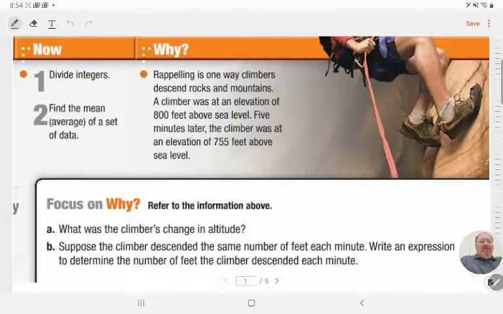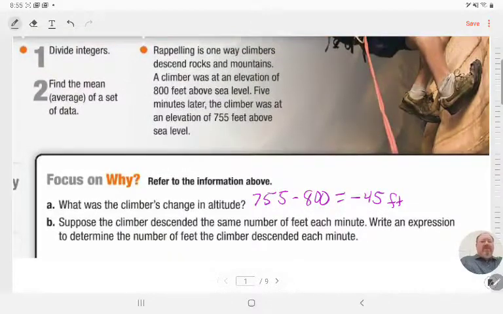Rappelling is one way climbers descend rocks and mountains. A climber was at an elevation of 800 feet above sea level. 5 minutes later, the climber was at an elevation of 755 feet above sea level. So it asks, what was the climber's change in altitude? So all we'd have to do is go 755 minus 800, and that's going to tell us it was negative 45 feet.